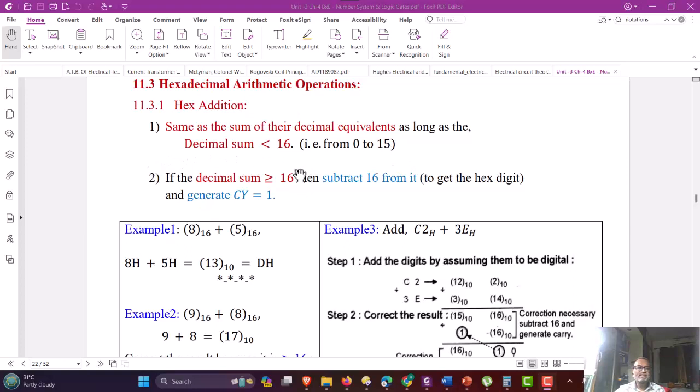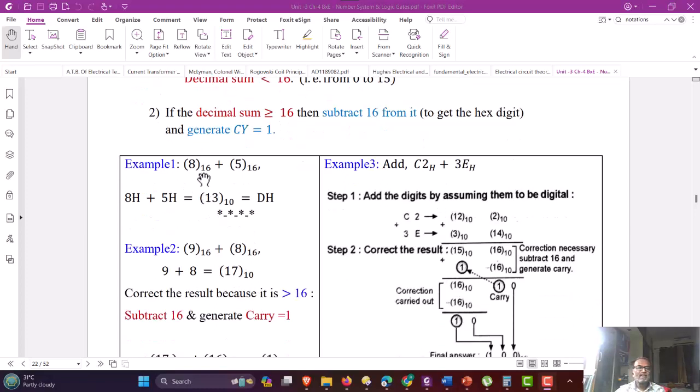If the decimal sum is less than 16, the sum will be in hexadecimal form. And if the decimal sum is greater than 16, then you have to subtract 16 from it to get the hex digit, and a carry equal to 1 has to be generated.